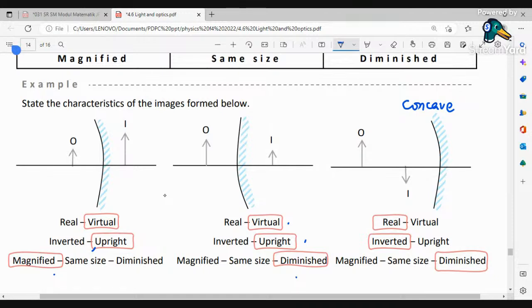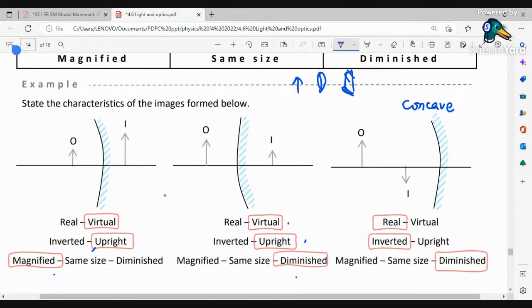Concave, image form in front of the mirror. So untuk mirror dengan lens, dia berbeza. Kalau sebelum ni you lihat lens, object, screen. Okay. Maksudnya kita lihat adakah image form on the screen. Kalau form on the screen kita sebut dia real. Itu untuk lens. Tapi kalau mirror, dia apply different concept.